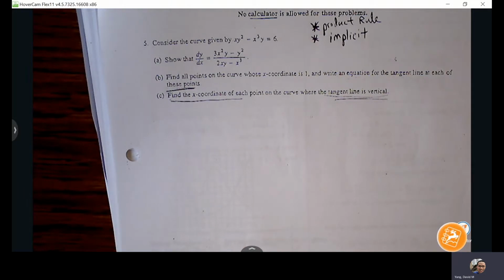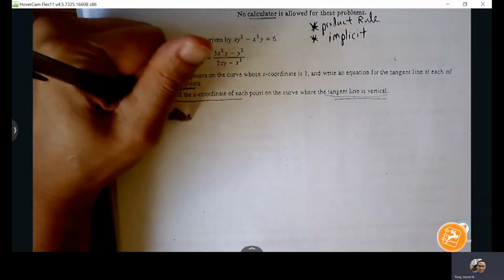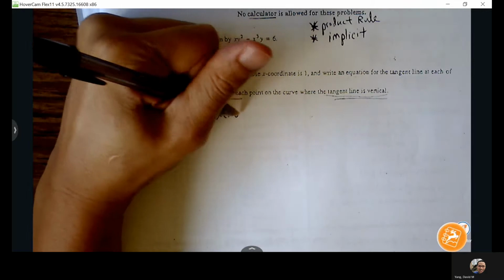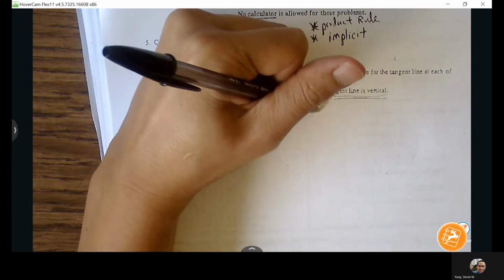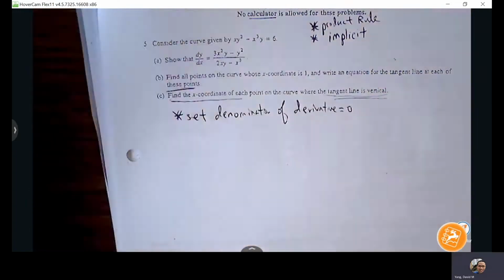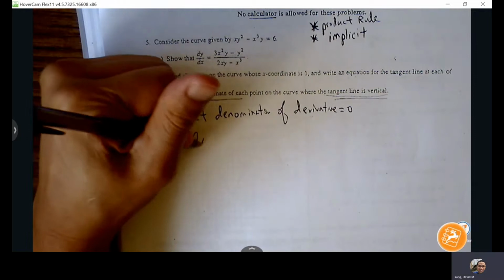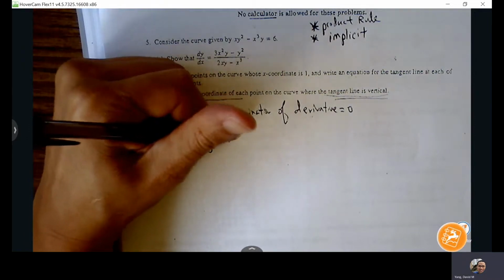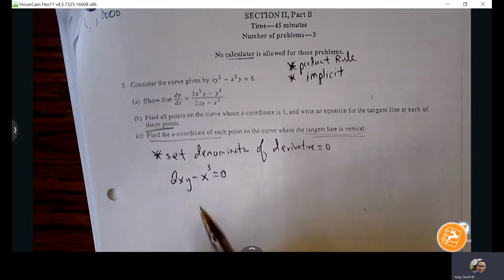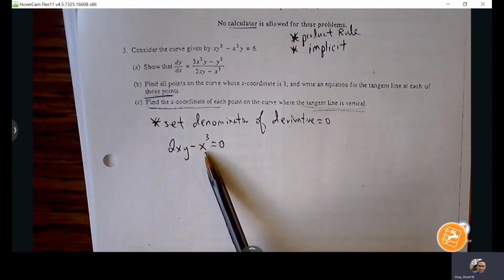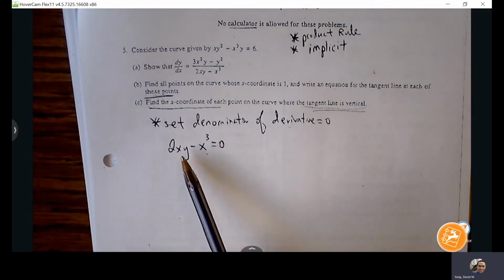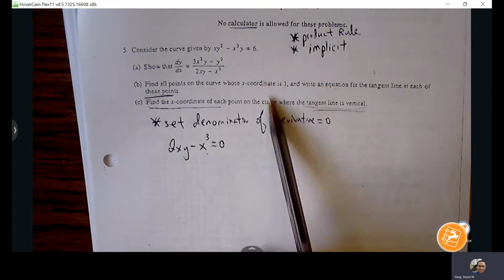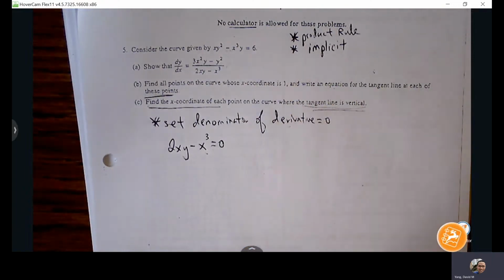So the denominator equal to 0. Denominator of the derivative. Good. So we'll take that, 2xy minus x cubed. So this is a little bit messier because I can't just solve for x or I can't just solve for y because I have two missing variables. So the approach here is you solve for one variable and then you insert it into the first equation and then you algebraically get that answer.